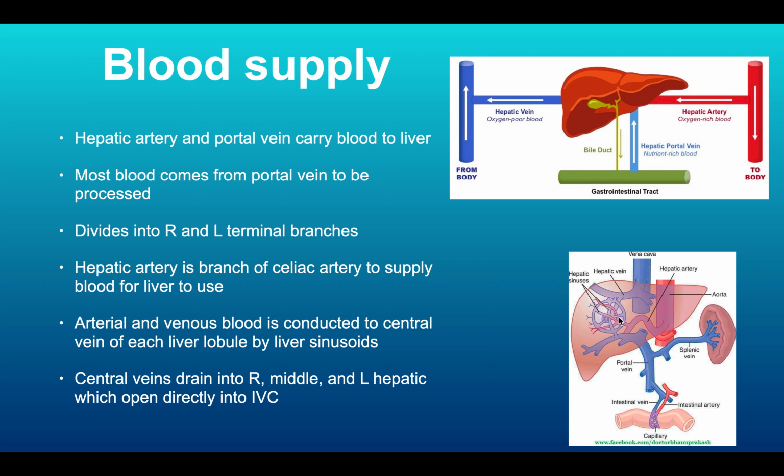And then the hepatic artery is going to be the branch of the celiac artery, and that actually supplies the liver with blood for the liver to be used, not just to process. And then inside it's going to be anastomosing, and it goes through the liver sinusoids in order to do that. And then the central veins will drain into the right, the middle, and the left hepatic veins, and then that goes right into the inferior vena cava. So right into here. So the portal vein comes from the intestines and the splenic vein, and then is processed.